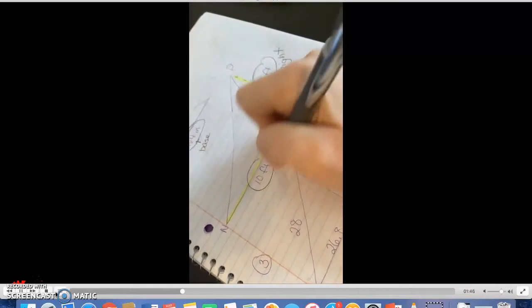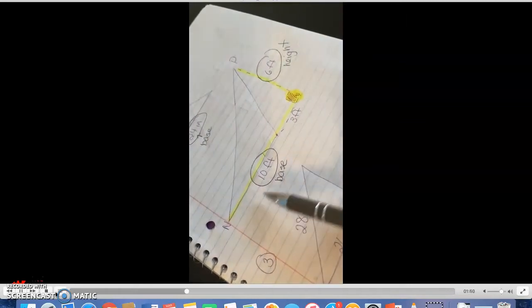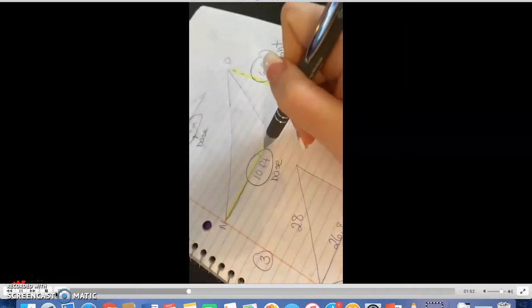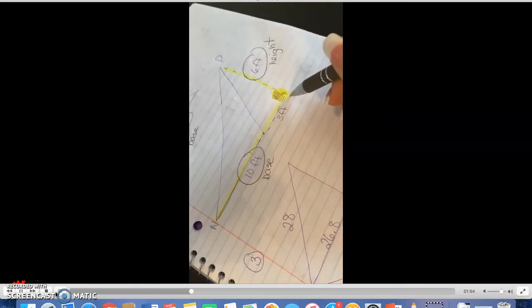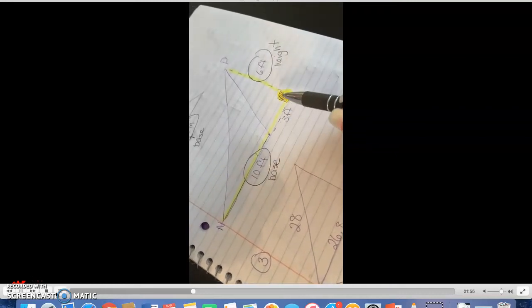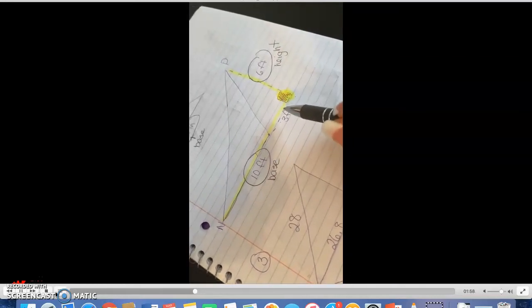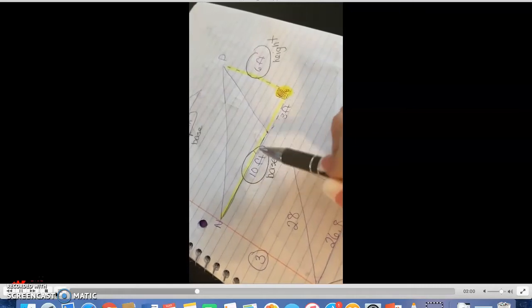Now, as far as the base, we want to think, do I want to use 10, 3, or do I want to add them all together? You want to just use 10 as the base, because that's the only part of my triangle. Yes, the dotted line was extending it, but the extension is not part of my triangle, so the base has to be part of your triangle.